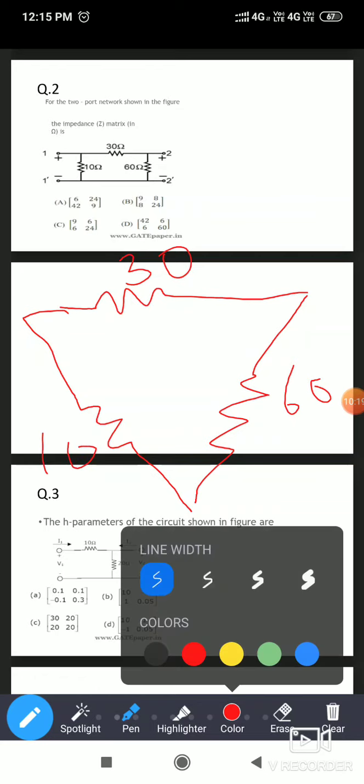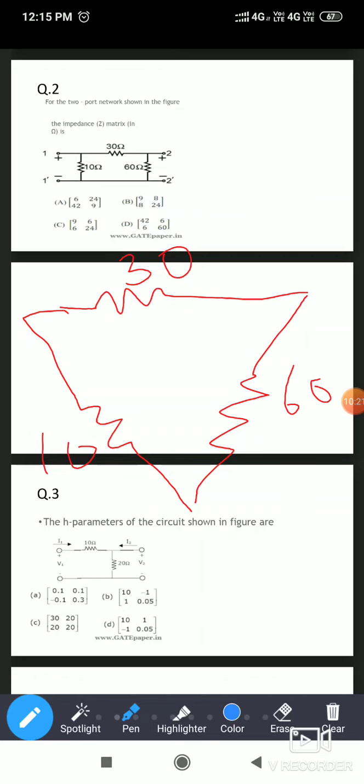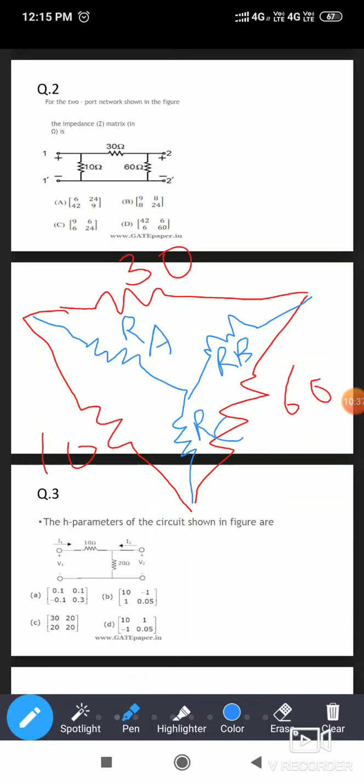So if you are marking here the star, I will give the values here RA, this will be RB, and this will be RC, whereas this will be R1, this will be R2, and this will be R3. Okay, so these 3 values R1, R2, R3 are given to you, that is 30, 10 and 60. You need to find out RA, RB and RC. So it is very easy.